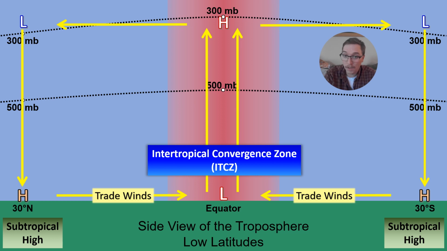That air along the equator is warmed. Once it gets there, warm air expands. This Hadley cell circulation continues.